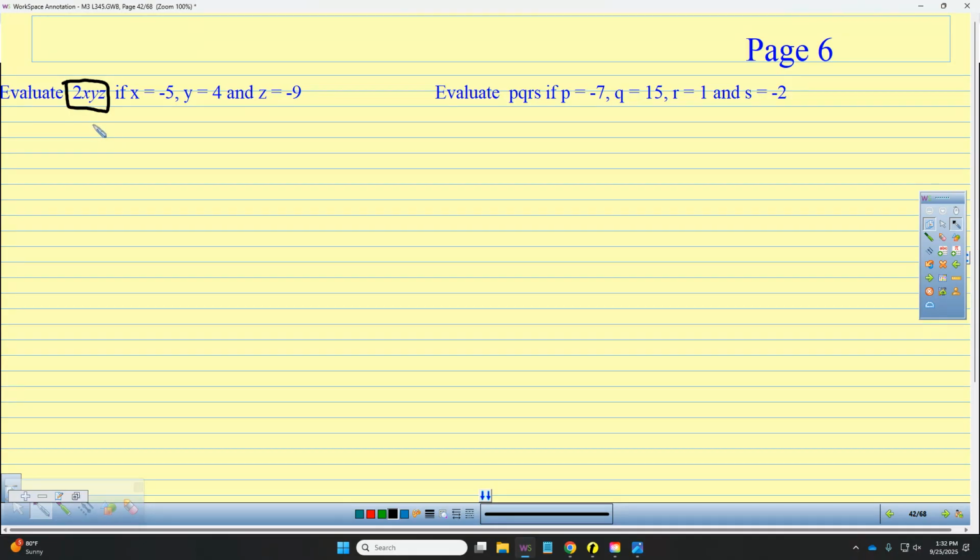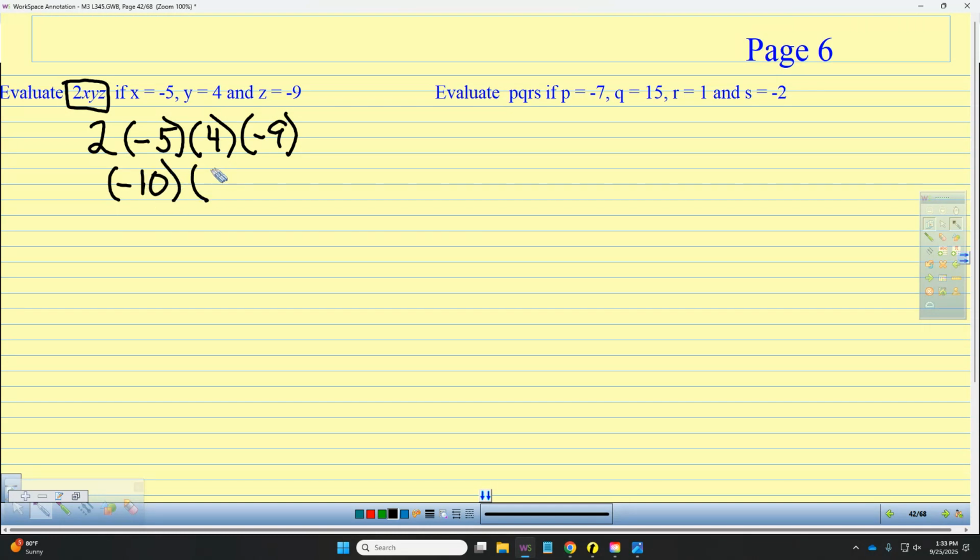All right, so first step is to plug in. So I've got 2 times negative 5 times 4 times negative 9. Again, I like to try to get tens. So I've got 2 times negative 5 is negative 10. And then I have 4 and the negative 9 still. Probably the easiest thing to do here would be to leave that 10. And 4 times negative 9 is negative 36.